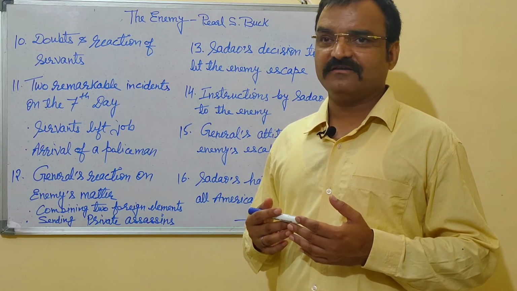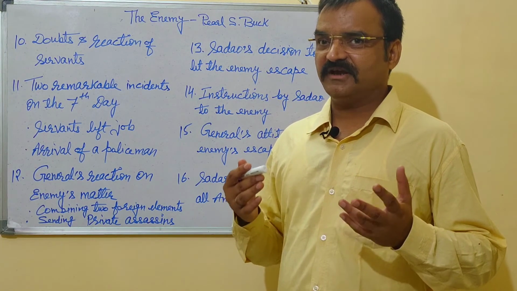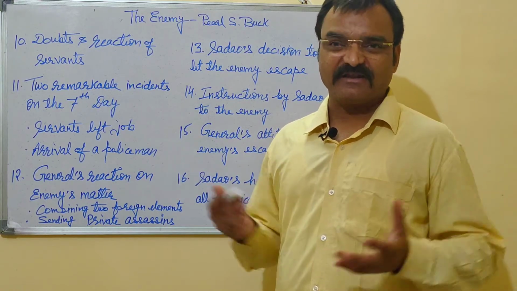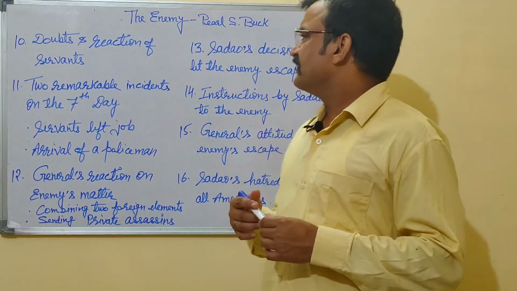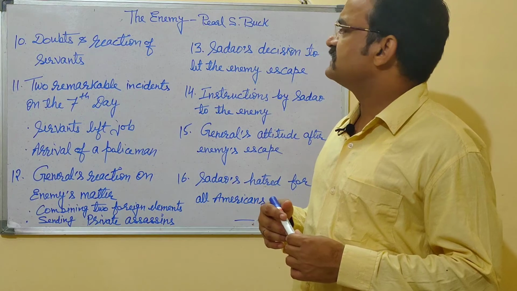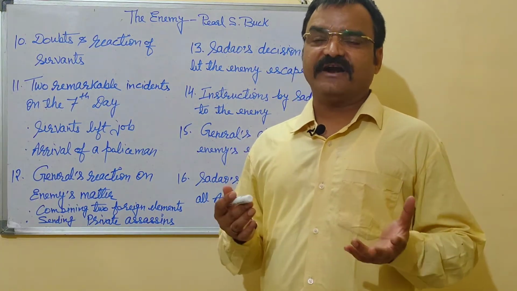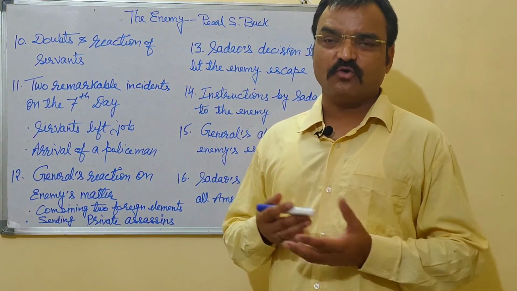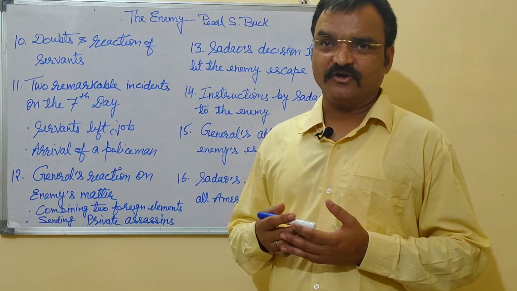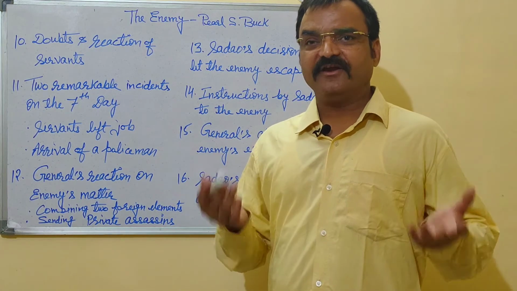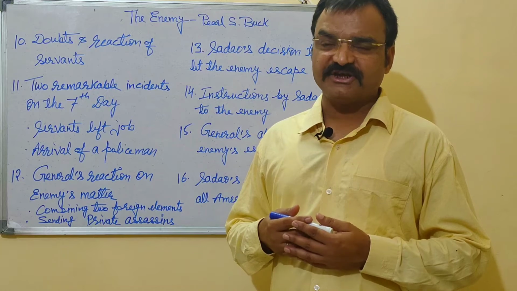So they thought that they were thinking like Americans and had sympathy for Americans, and this was the doubt and reaction of the servants. The old gardener wanted that Sadaos Hoki should not have saved the life of the American. He should have let him die because of heavy bleeding during the operation.